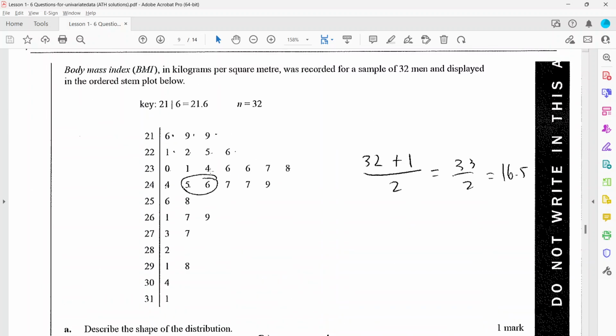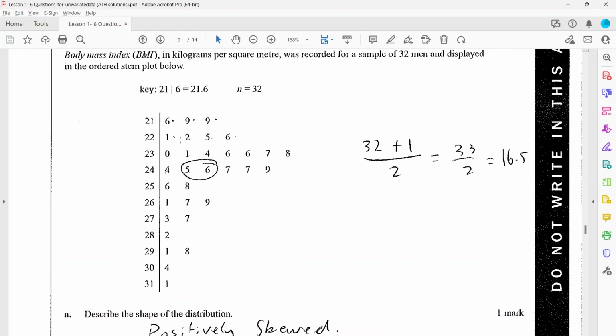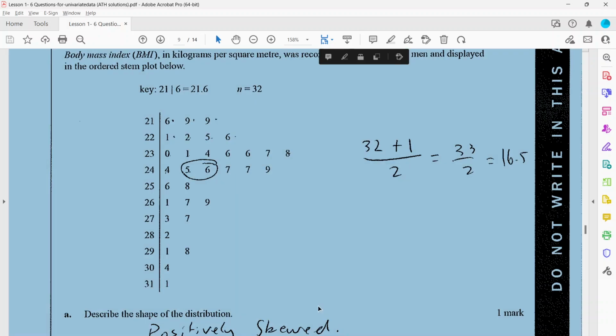This one here is positively skewed because the bulk of the data is at the top and the tail end is pointing in the direction of the bigger numbers, which means it's pointing to the positive direction, which means it's positively skewed.